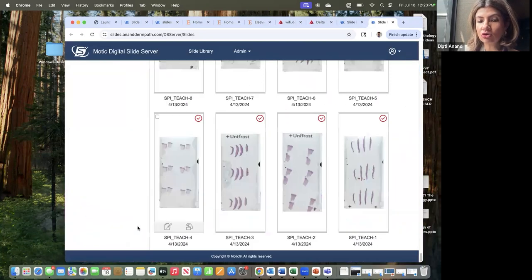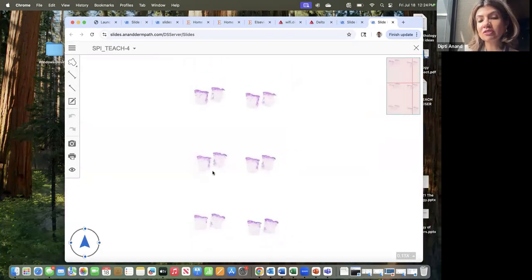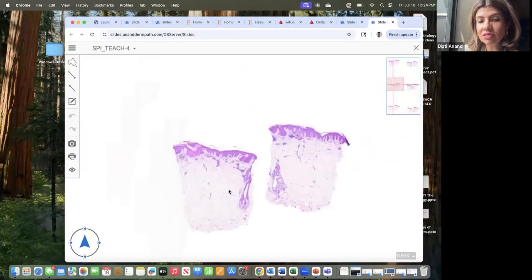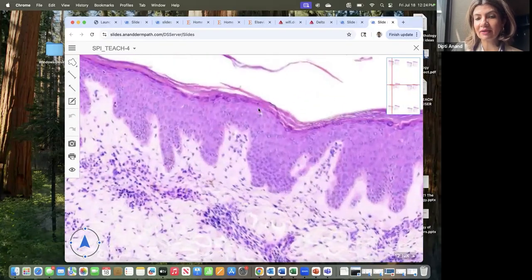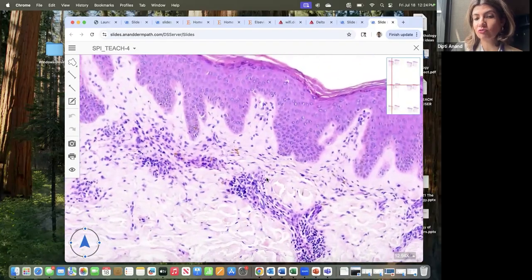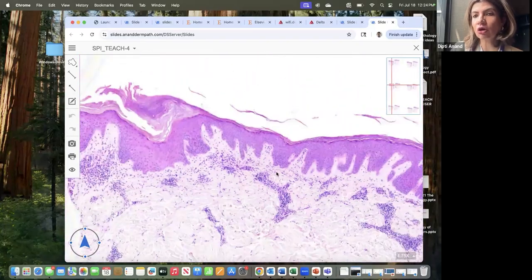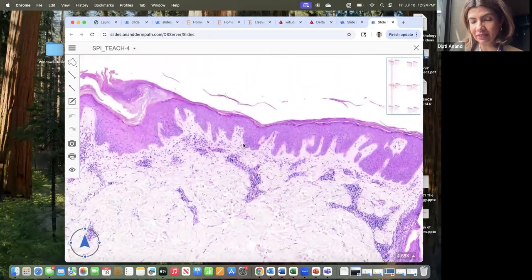Then lastly would be the chronic spongiotic, which would just be a manifestation with minimal spongiosis. You see epidermal acanthosis with hyperkeratosis, hypergranulosis, and a superficial perivascular infiltrate. So it's pretty non-specific, a chronic spongiotic pattern.